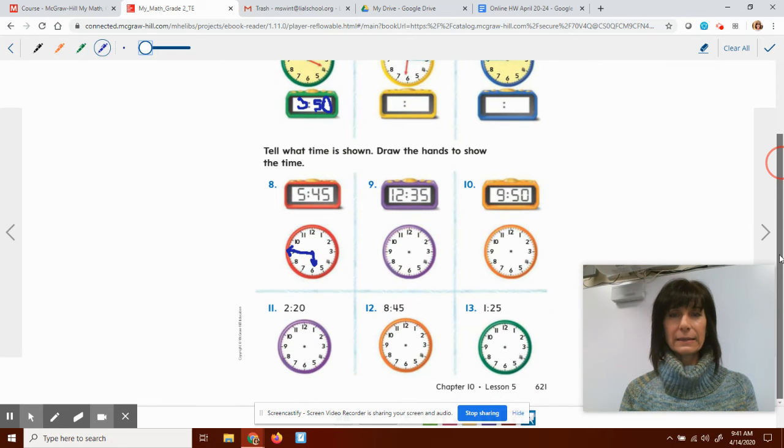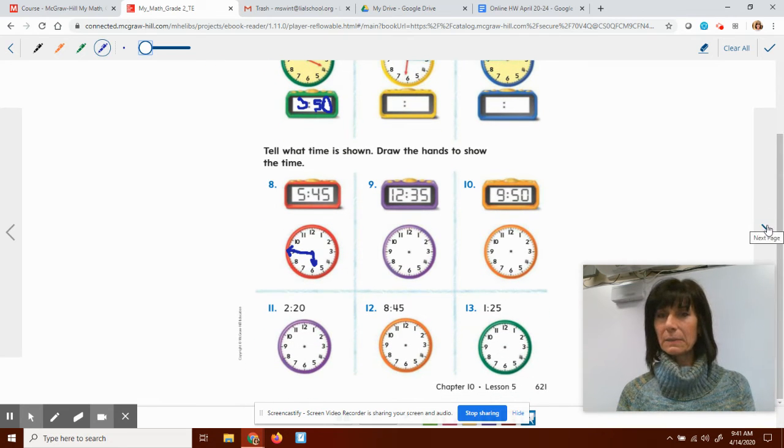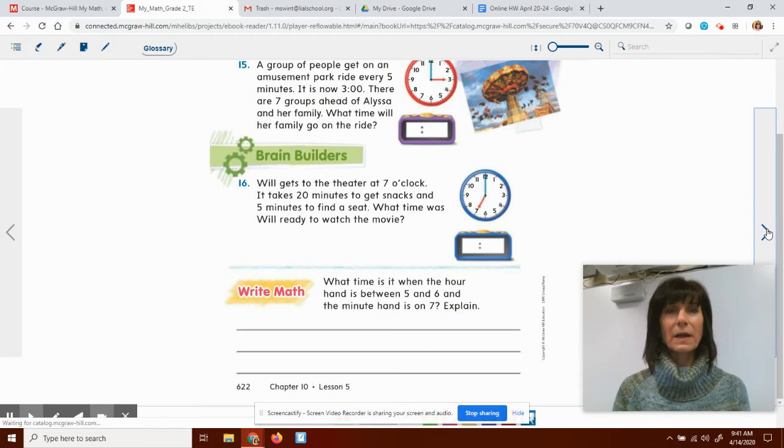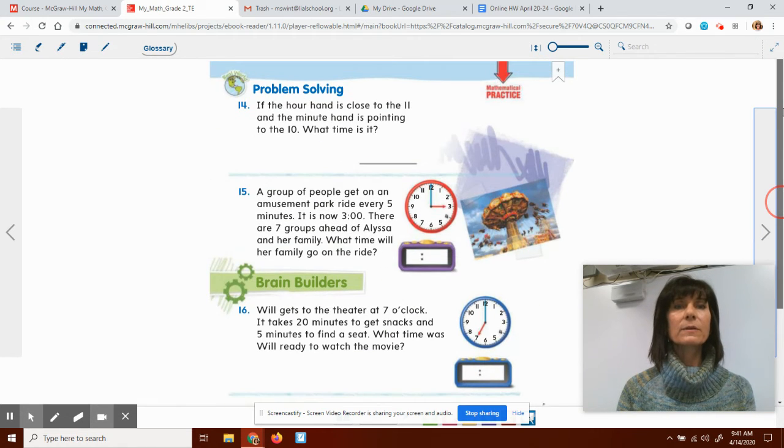You've got it. 11, 12, 13. You can do those. Let's take a look at our problem solving.